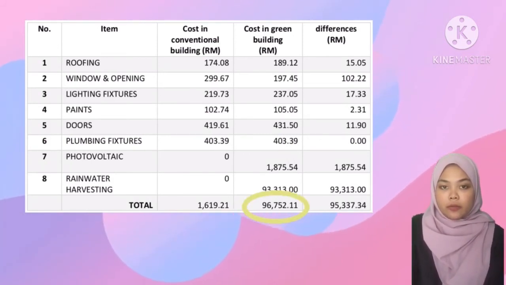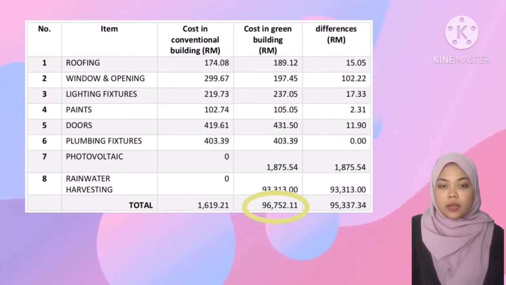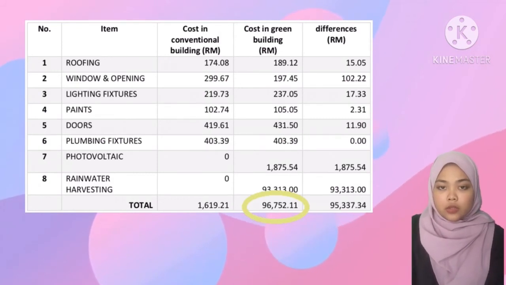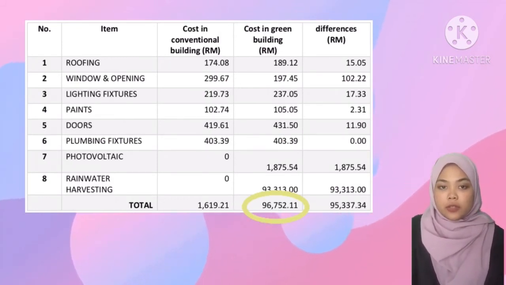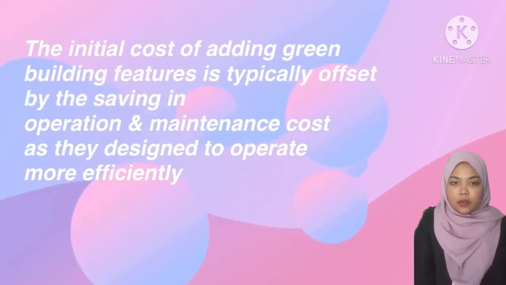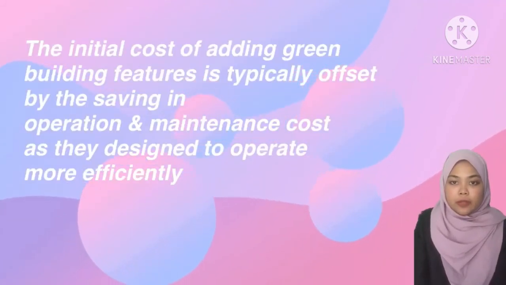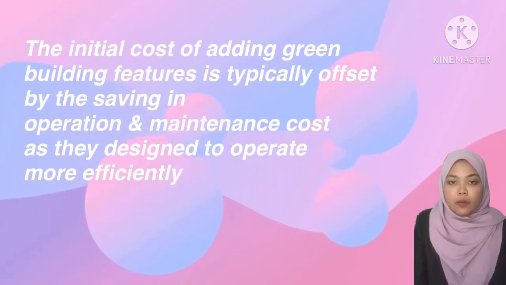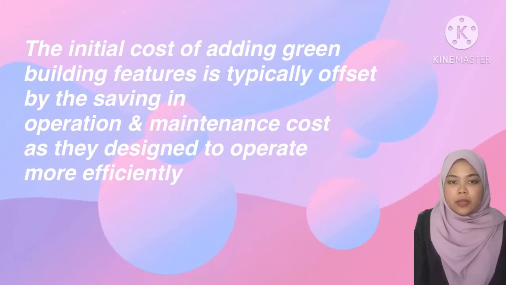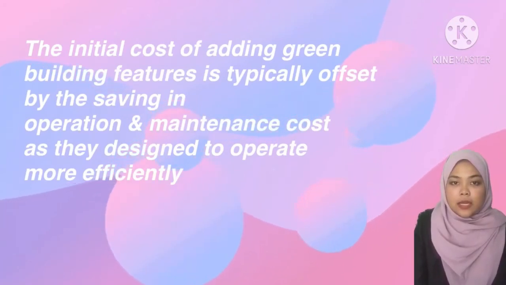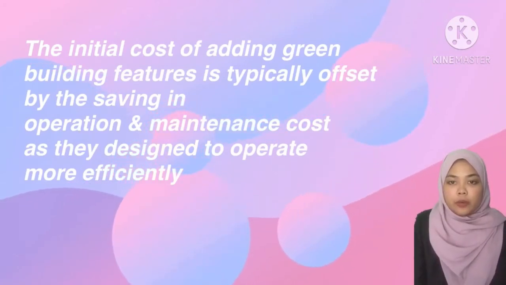This is obvious, since the initial cost of the green building is higher by only 2 or 3% than conventional building. The initial cost of adding green building features is typically offset by savings in operation and maintenance costs, as they are designed to operate more efficiently.